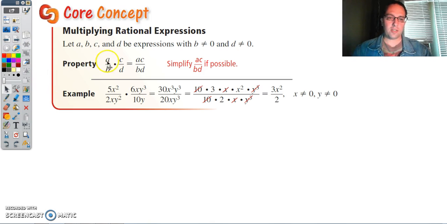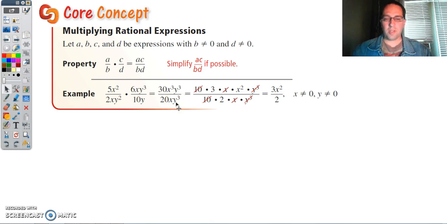So if we had a fraction, a over b times c over d, you just multiply straight across: a times c, b times d. And then you'd simplify it if you can. Right? So here we have 5x squared over 2xy squared times 6xy cubed over 10y. You just multiply straight across. 5 times 6 is 30. X squared times x is x cubed, and then y cubed. 2 times 10 is 20. X, there's no x's, so just x. And y squared times y is y cubed.